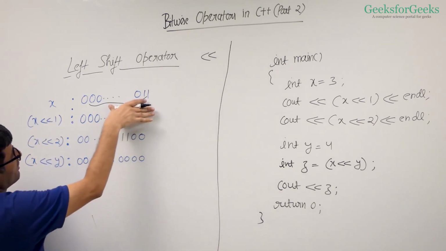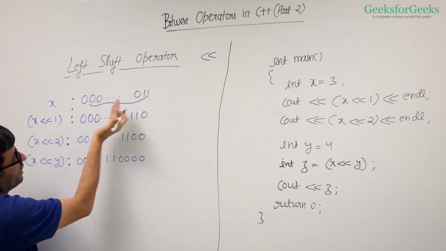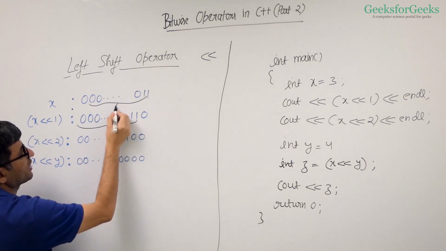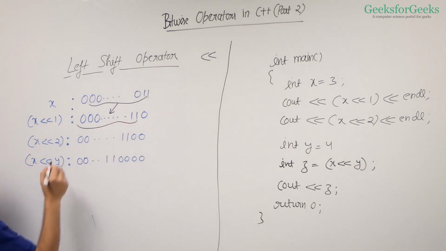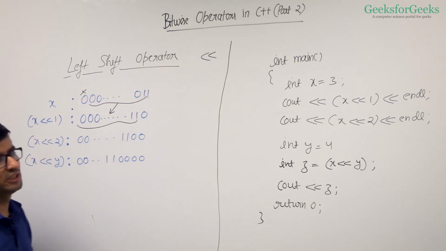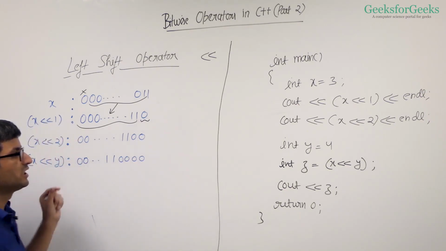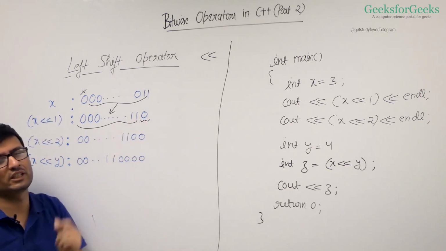So these 31 bits will move to the left side, right? They will come here. So these are moved this way. And this bit is ignored. Whatever value it has, it's not considered, right? It's ignored. And a 0 is added at the end. Since we have shifted by 1, one 0 is added at the end.